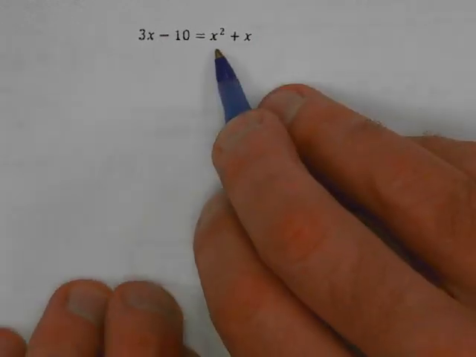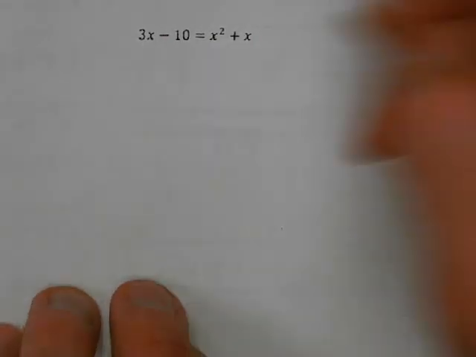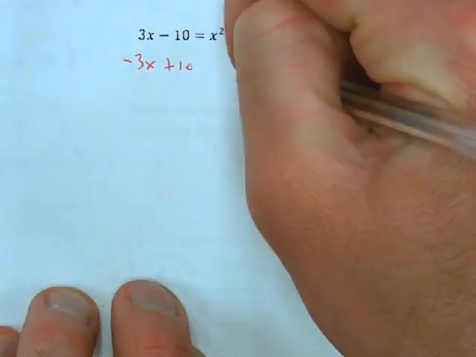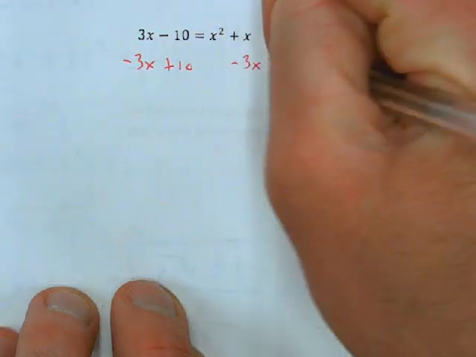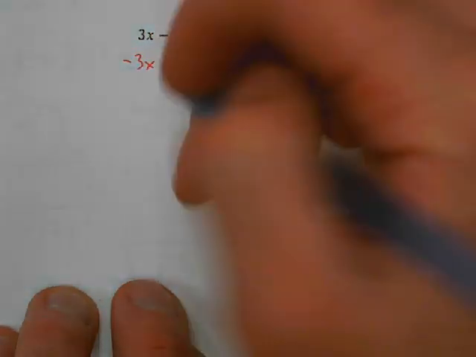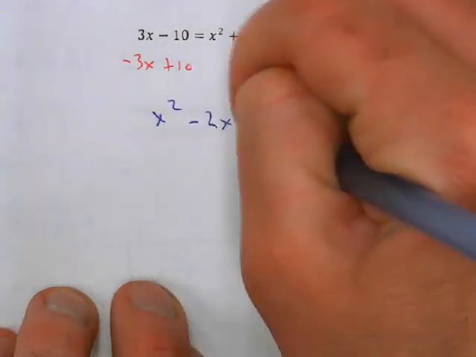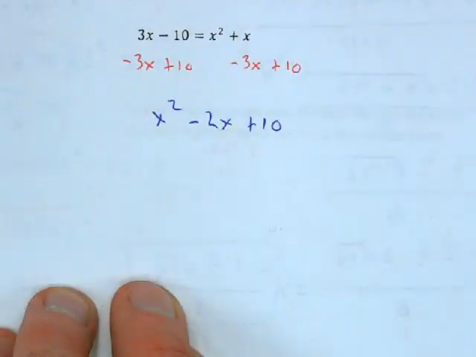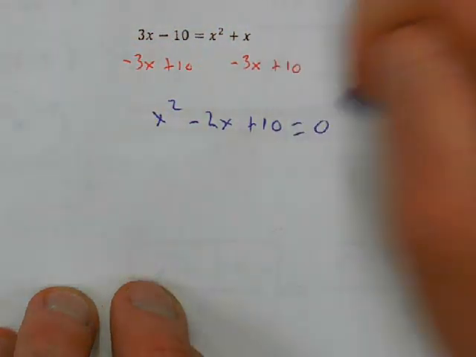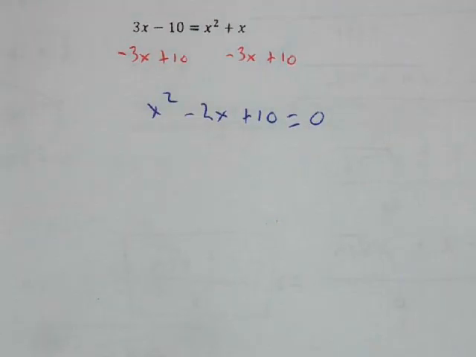All right, 3x minus 10 equals x squared plus x. So obviously I want to get this thing set equal to 0, but we also want our squared term to stay positive. So then I'm going to move this stuff over to the other side. That's going to give me x squared minus 2x plus 10. And then does it matter what side the equals 0 is on? No, it doesn't matter. So I'm going to put it on the right side because that's where I'd like to have it.